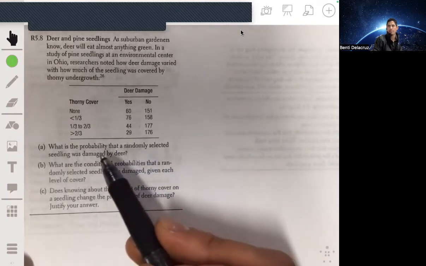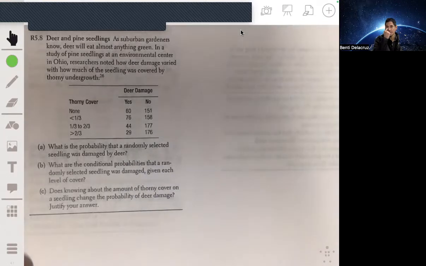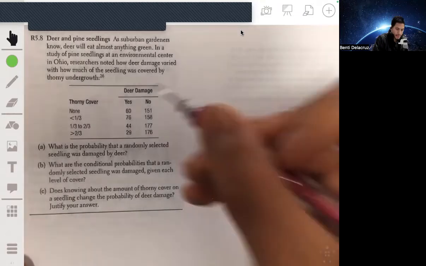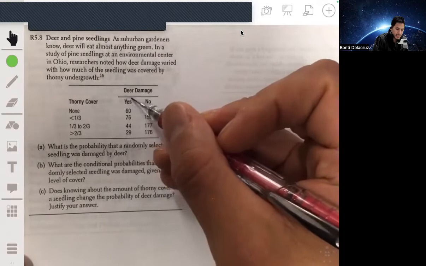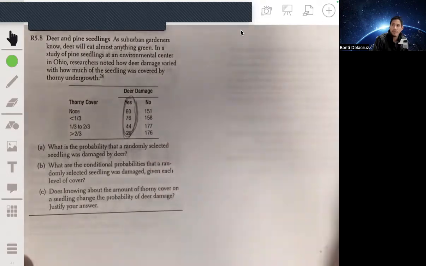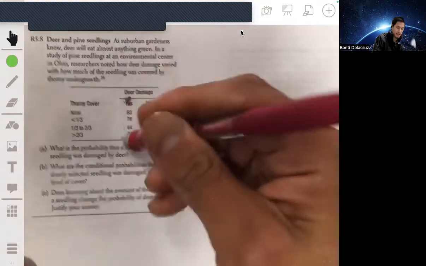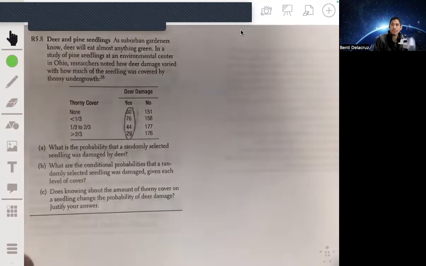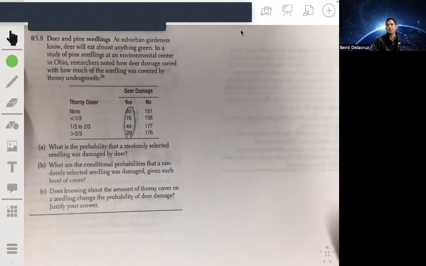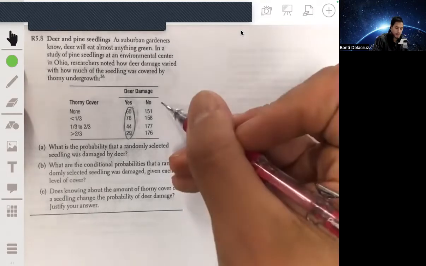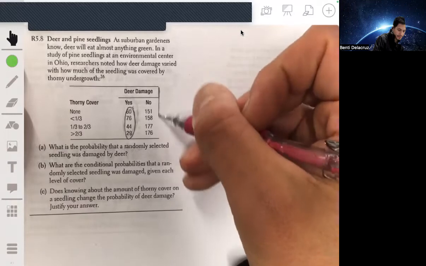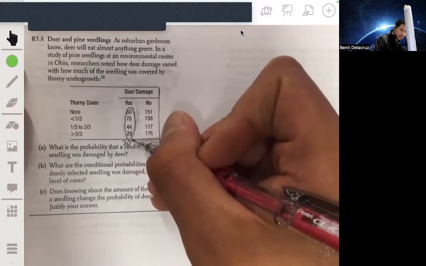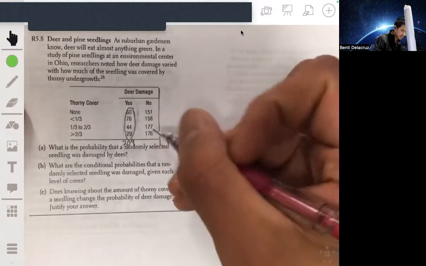All right, so what's the probability that a randomly selected seedling was damaged by deer? For this, we're simply looking at the proportion of yes out of the total number of everything, so all of these values added up. We have to figure out the overall total. A smart thing to do whenever you have a table without totals already calculated is to figure it out on your own first. So I'm going to add all these, which I already did, and these values add up to 662.